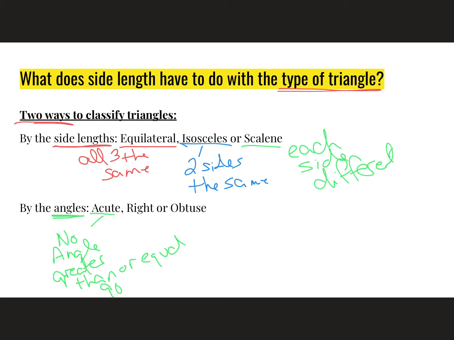A right triangle has one 90-degree angle. It can only have one because triangles have three sides, and their angles always add up to 180. Or finally, you have obtuse. Obtuse have one angle greater than 90 degrees. Okay, so those are the three different ways to classify them by the angles and three ways to classify by the sides.